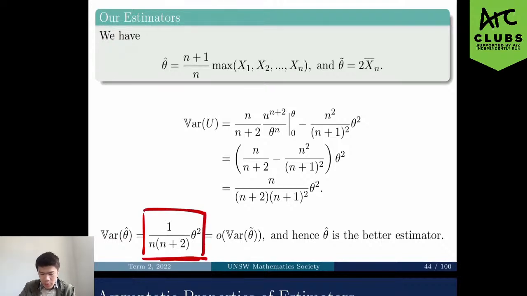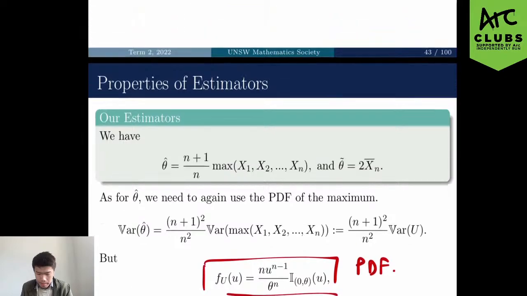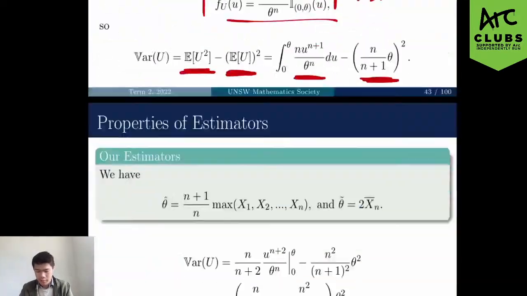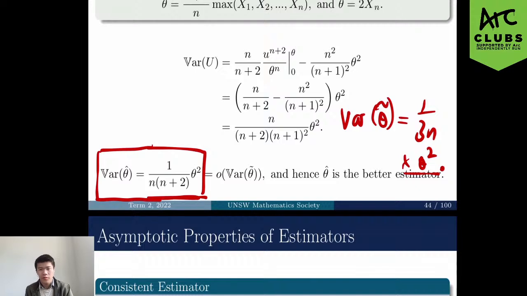But the variance of the other one, if we remember, the variance of theta tilde was equal to 1 on 3n times theta squared, right? And so basically we want to compare these two things as n goes to infinity. Which of these gets smaller as n goes to infinity? Well, from first year calculus, we remember that this one has degree 2 on the bottom, this one has degree 1 on the bottom, so naturally this one will go towards 0 real quick.